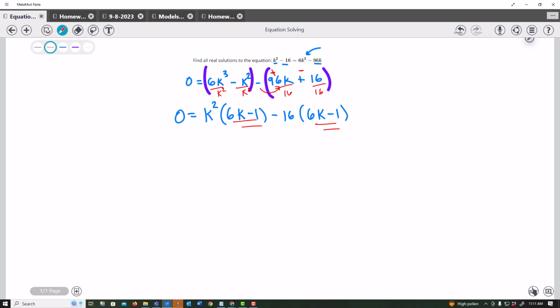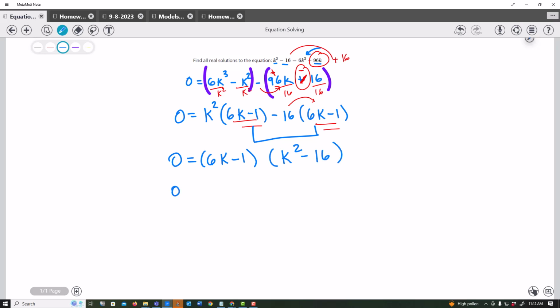So again, convince yourself. If I multiply negative 16 times 6k, won't I get the negative 96k? I think so. And if I multiply negative 16 by a negative 1, wouldn't that negative and a negative make that my positive 16? I mean, that's a little crazy, but the whole point is I need these to match, because now I could actually factor out that 6k minus 1 out front, and then k squared minus 16.